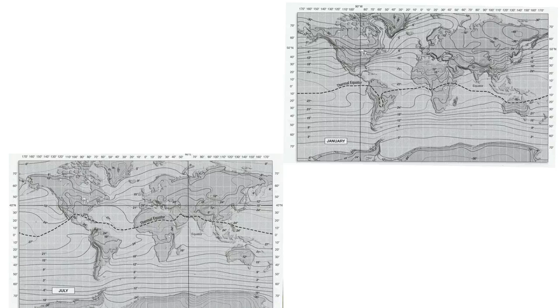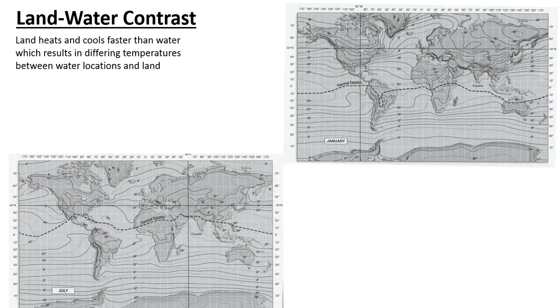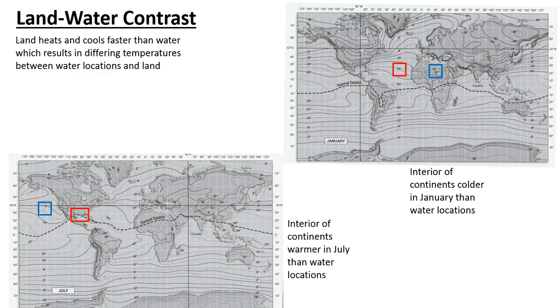The third control is the land-water contrast. Generally speaking, land heats and cools much faster than water can. What this results in is temperatures in the interior of continents being colder than water locations in January. The same can be said with reference to July, as temperatures in the interior of continents are warmer than water locations.